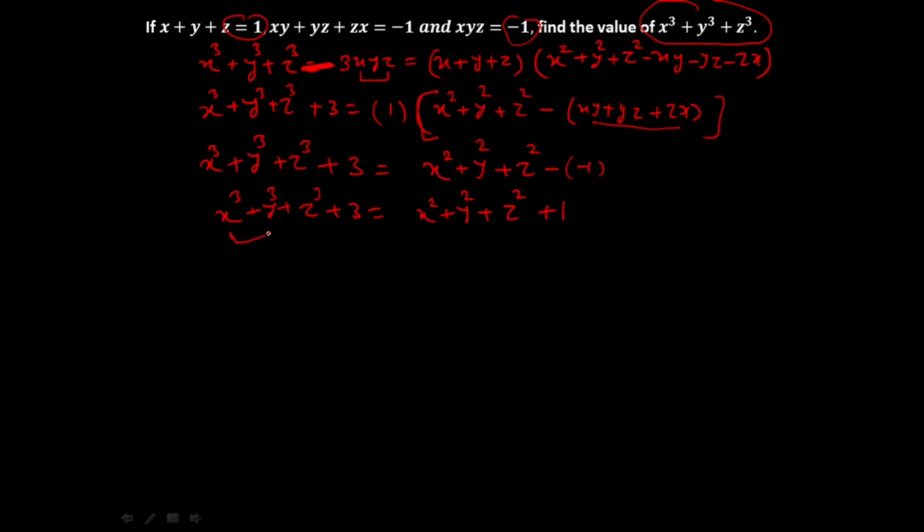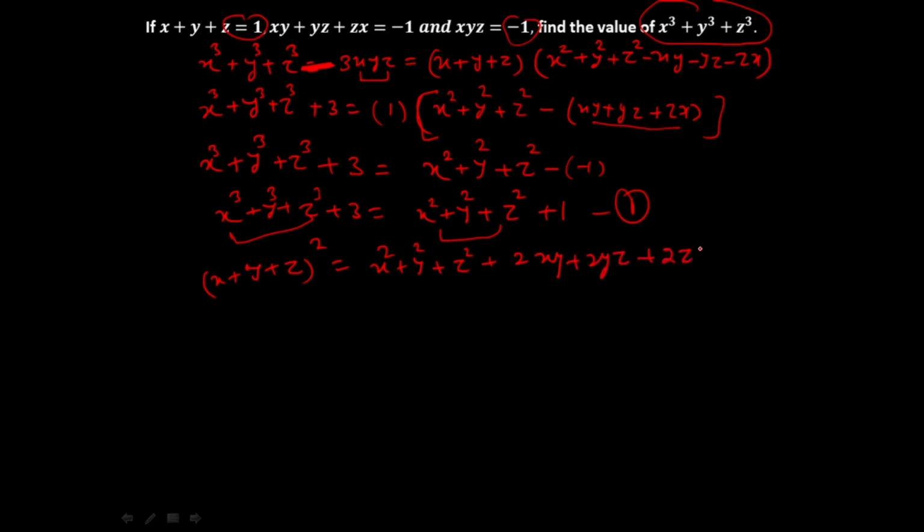Now to get my answer, I need to find this value. So from where can I find this value? I assume this is equation 1, correct? Now I have to use this identity: x plus y plus z whole square equals x square plus y square plus z square plus 2 times xy plus 2 times yz plus 2 times zx. This value is in the question, that is 1. This value I want to find.